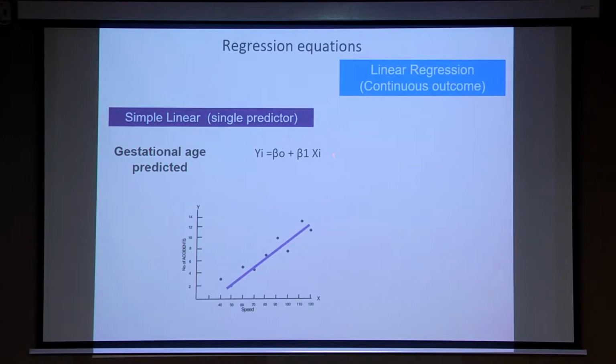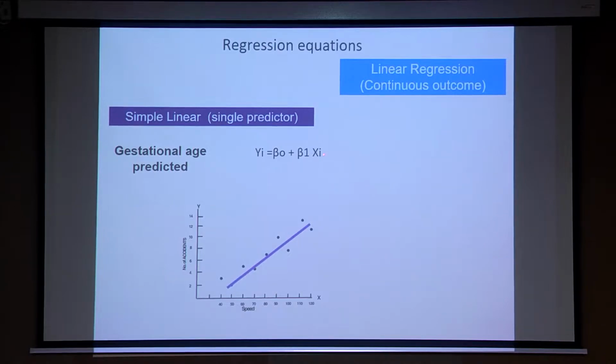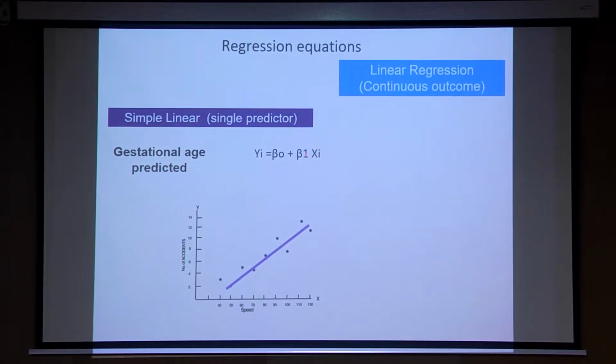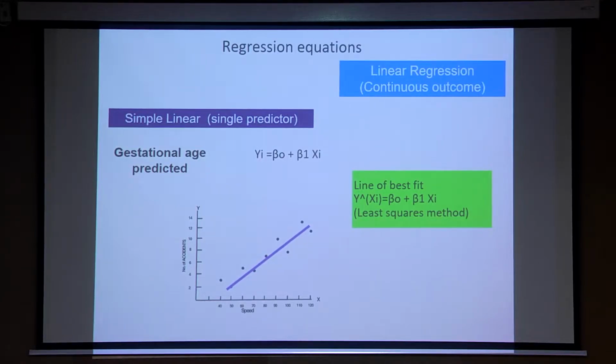This line has two components. The intercept, that is, when x is 0, what will be the y? And the multiplication factor beta 1, which is called the slope of the regression line. You multiply the placental thickness by beta 1 and then add the intercept. You get the predicted value, so this is the gestational age for this placental thickness. It is obtained by the least squares method.